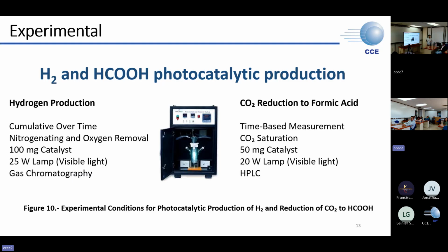This can be improved by using another co-catalyst or another semiconductor, for example a P-type material. A P-type material is a material that promotes reduction processes because it has the positive behavior. This was the condition for producing hydrogen and formic acid. There are two different experiments. These were performed in Monterrey.